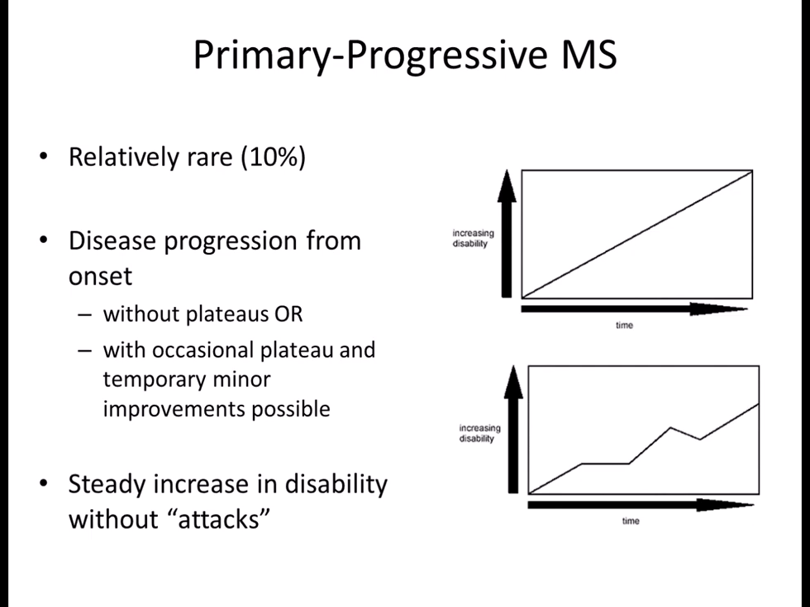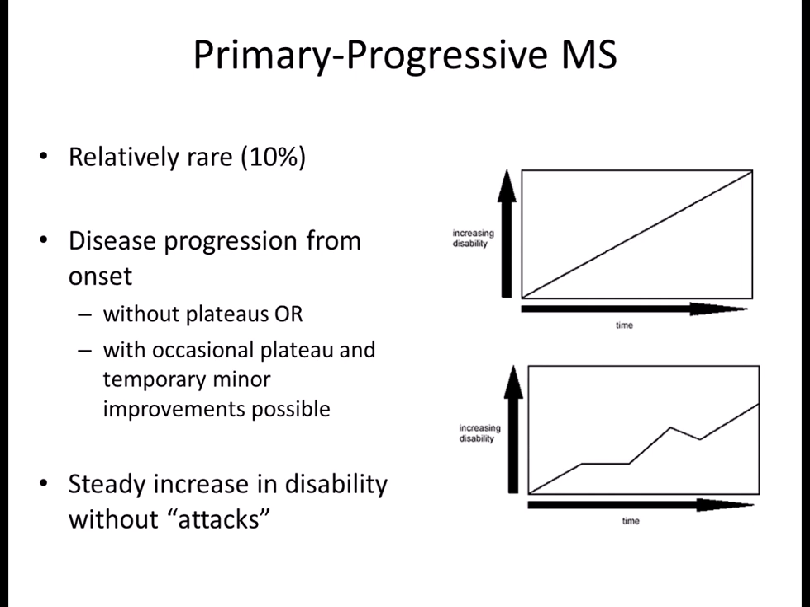And then there's another type, primary progressive multiple sclerosis, which is relatively rare. Only about 10% of the people get this. It's really just a disease progression without any plateau. No disease progression between relapses or exacerbations. It's a steady increase in the patient's disability without individual attacks.